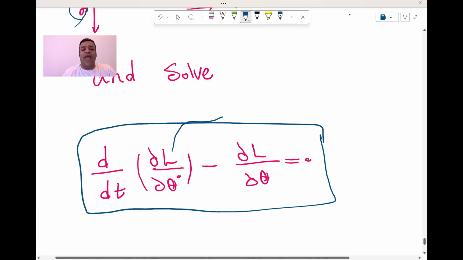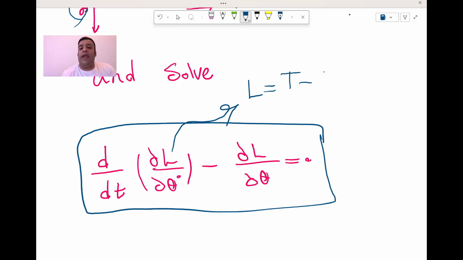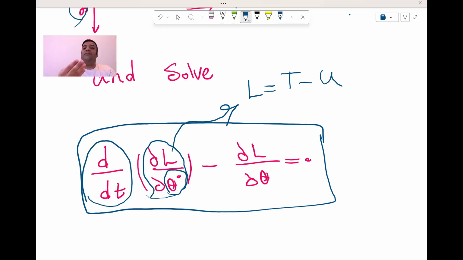What is the meaning of the L here? L is exactly, guys, T minus U, kinetic energy minus potential energy. Therefore, first you calculate the partial derivative with respect to theta dot. Theta dot is the derivative of theta, the angle, yes? And after that, you take the derivative with respect to t, minus the partial derivative with respect to theta.